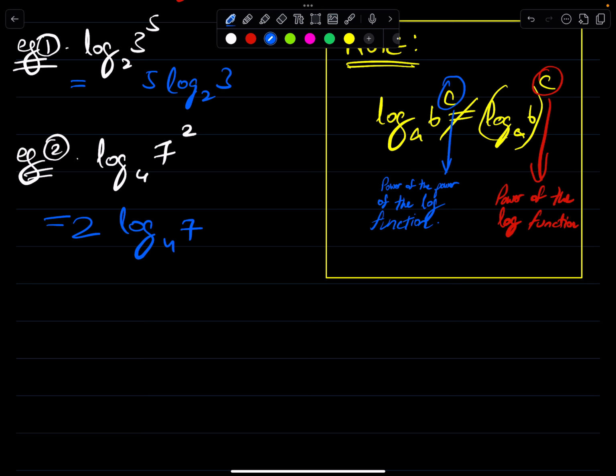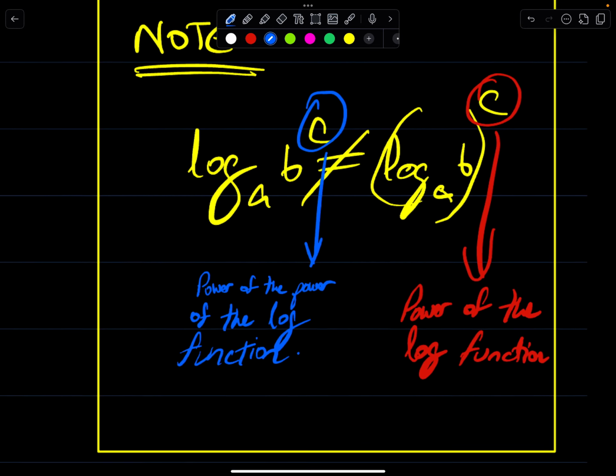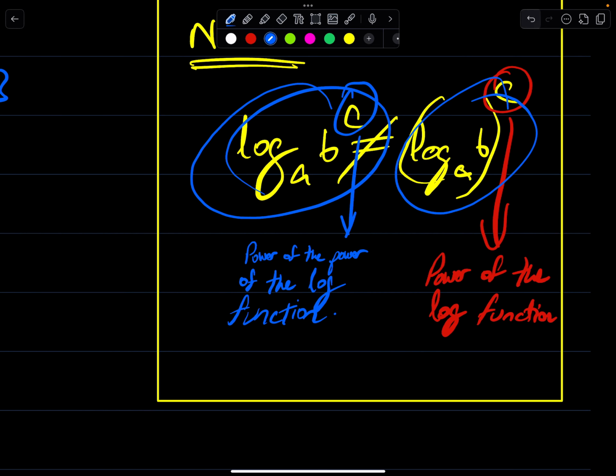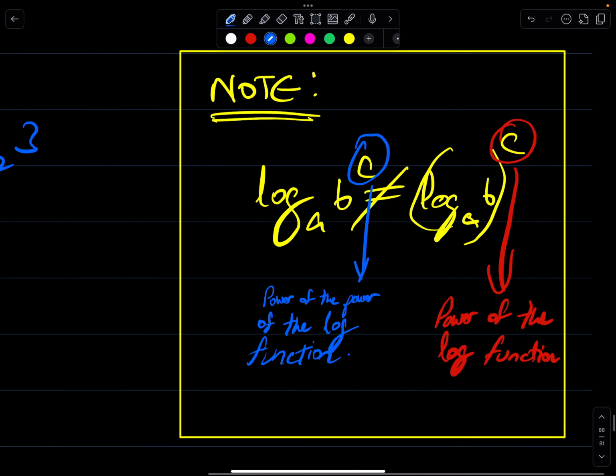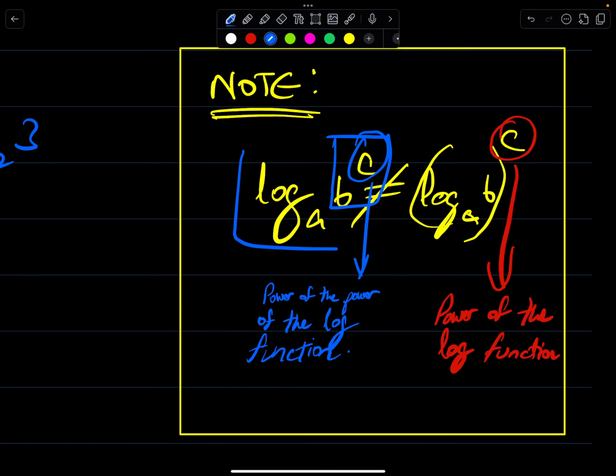And you guys should note that this thing is not equal to this thing, because in this case c is the power of the log, whereas in this case c is the power of the whole log function. The answer provided by this is not the answer provided by this, and this is because when the power has another power, we solve this first and then plug this whole thing in the calculator. Whereas in this case, we will plug this whole thing in the calculator first and then put the answer to a power.